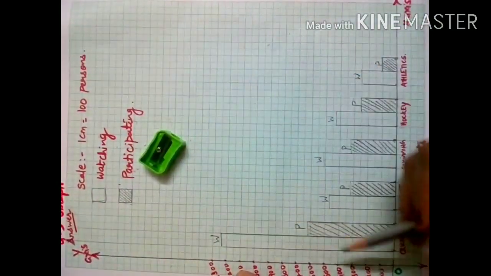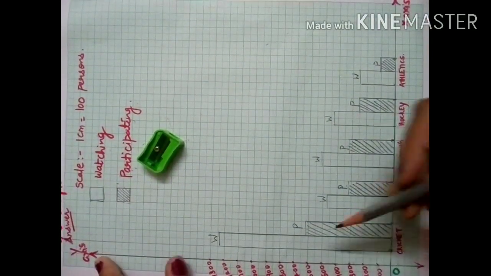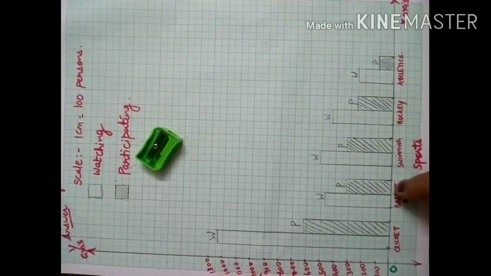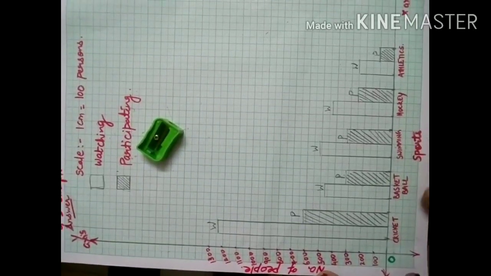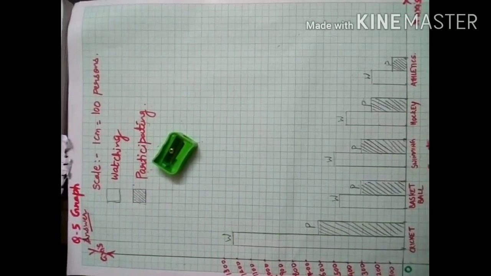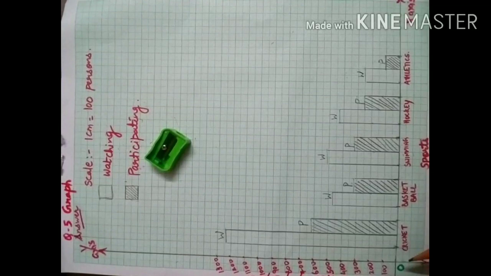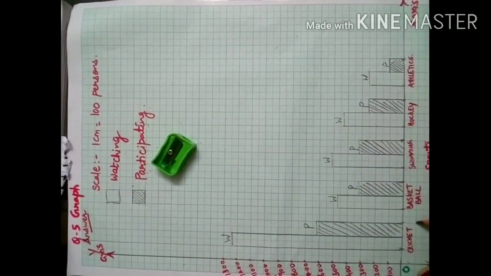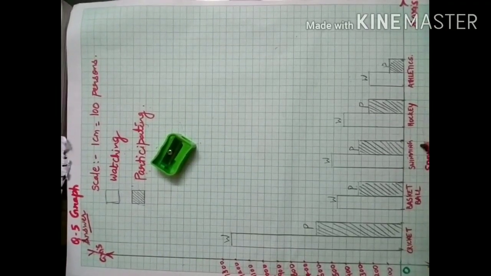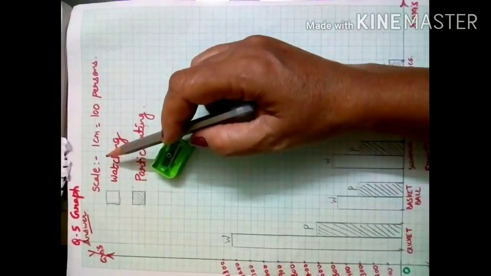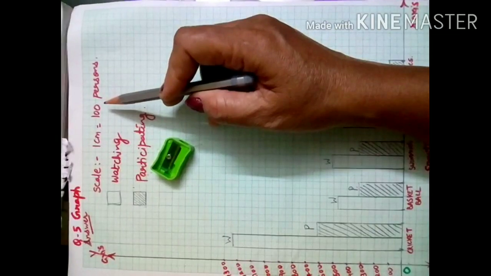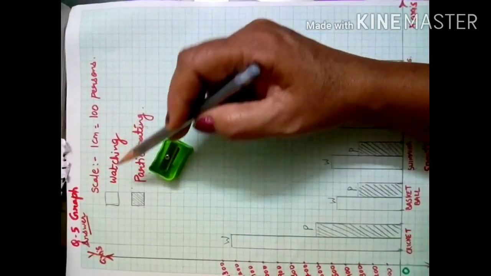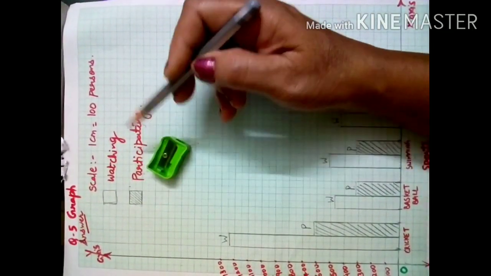So at last what things we have to show here? Y-axis, x-axis. On y-axis write number of people, on x-axis write sport. Here we have to mention the origin also. And here at last you have to mention the scale: 1 centimeter equal to 100 persons. This square for watching and this one for participating we will mention.